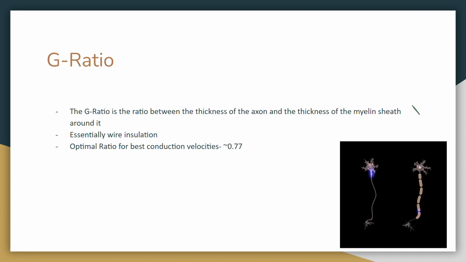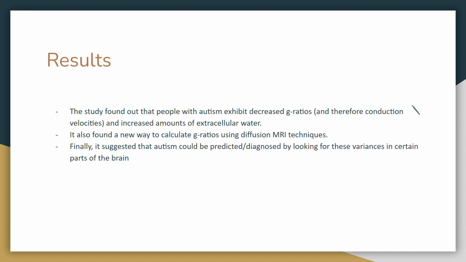This means that the thickness of the axon should be around 77% the thickness of the axon and the myelin sheath combined. So, after all this, the results of the study found out that people with autism have decreased G ratios and therefore conduction velocities, and increased amounts of extracellular water in a lot of places throughout their brain. It also, incidentally, found a new way to calculate G ratios using diffusion MRI techniques. Finally, it suggested that autism could be predicted or diagnosed by looking for these variances in certain parts of the brain.